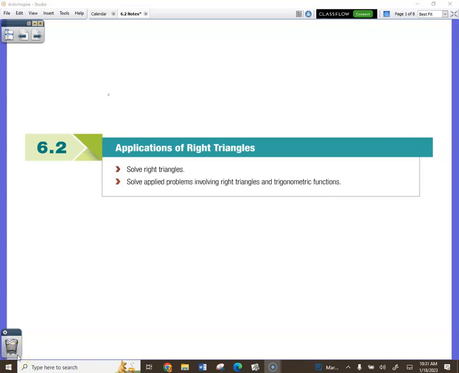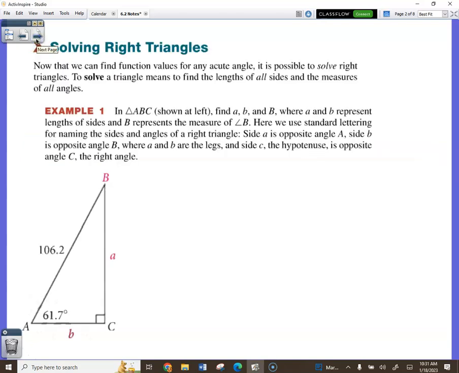We're going to look at solving right triangles, and then applied problems means we're looking at word problems that involve solving right triangles. Now that we can find function values for any acute angle, we can solve. This is recalling what you remember from geometry. In a triangle ABC, it says find little a, little b, and angle B.